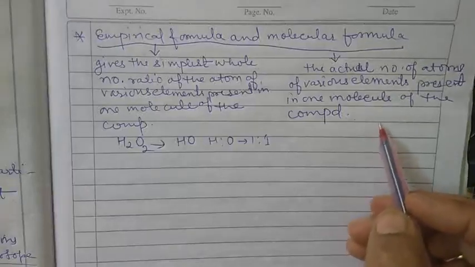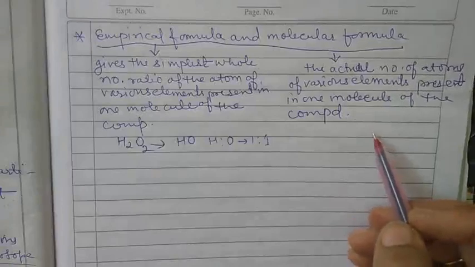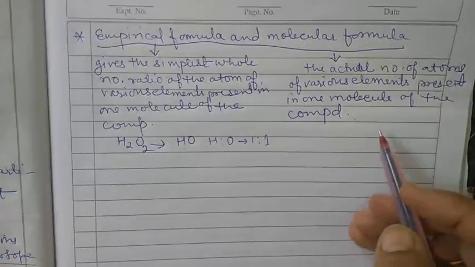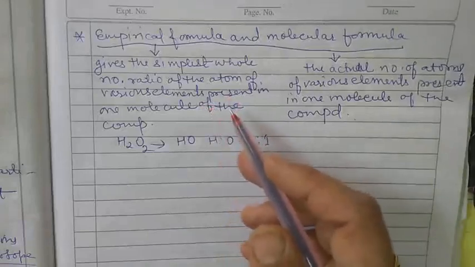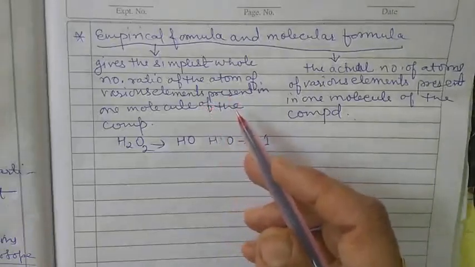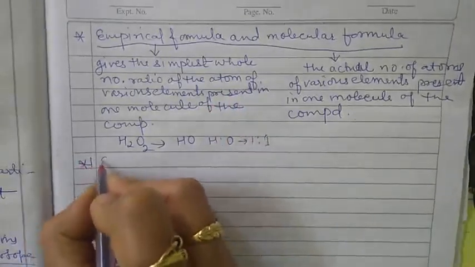Clear? A numerical by which we can easily get the idea how to find out the empirical formula as well as the molecular formula. Okay, so let's take a question.